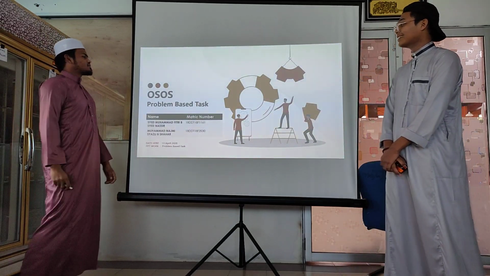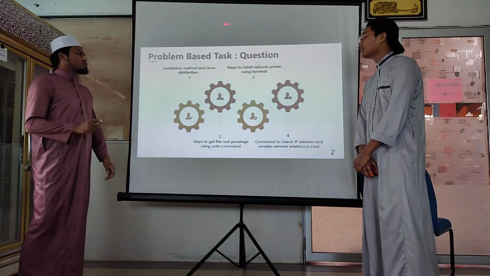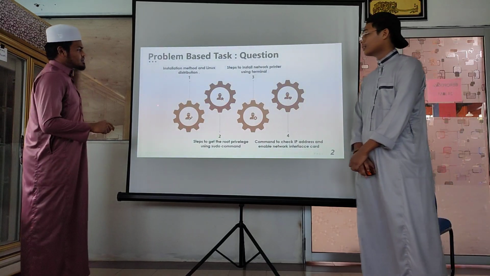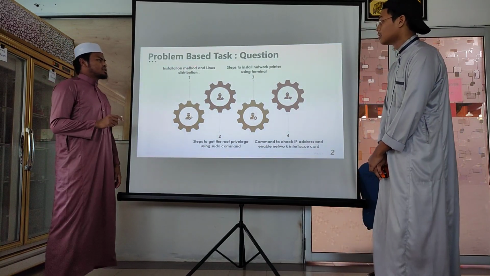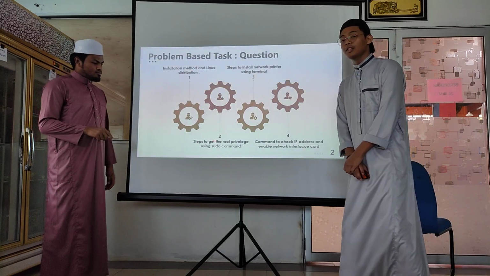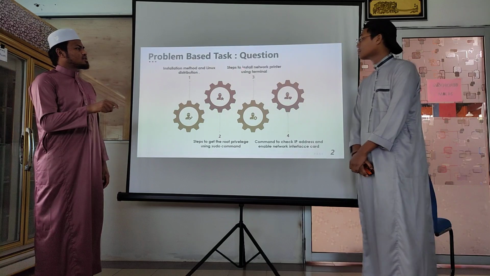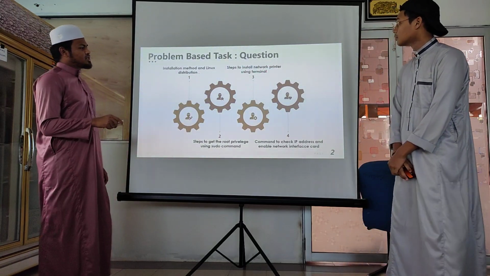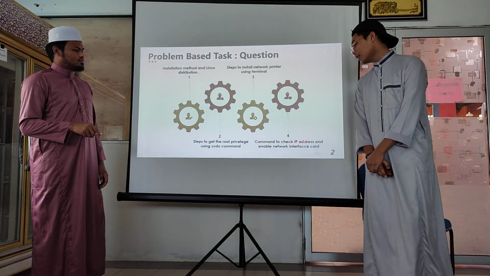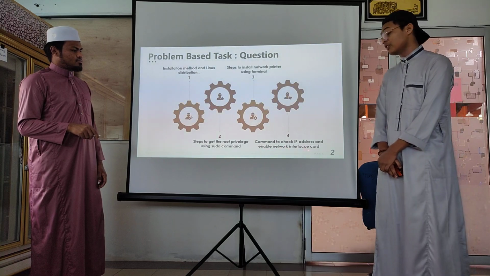Okay, next. We have 4 questions that must be answered in this problem based task. The first one is installation method and Linux distribution. The second one is steps to get the root privilege using sudo command. The third one is steps to install a network printer using terminal. And the last question is the command to check IP address and enable network interface card.